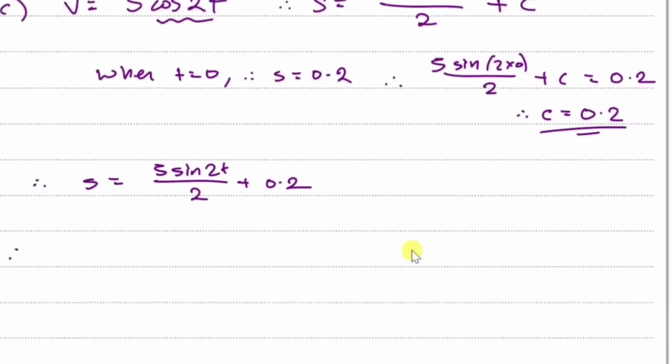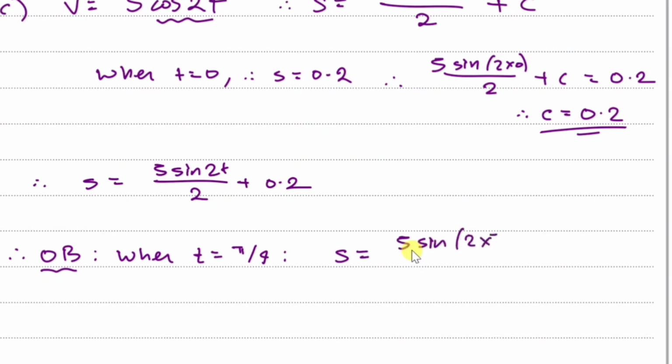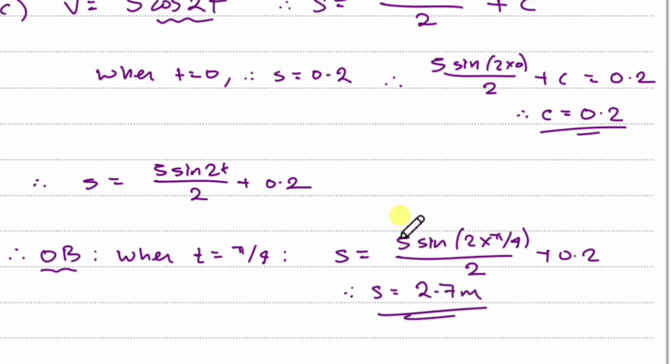So for distance OB, when t equals pi over 4, just plug it all in and then put it in your calculator: 5 sin of 2 times pi over 4, over 2, plus 0.2. I did this already, and you should get roughly 2.7 meters. And that's it. This should cover it all.